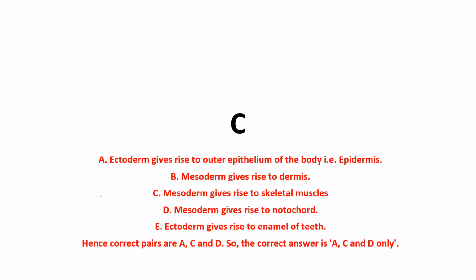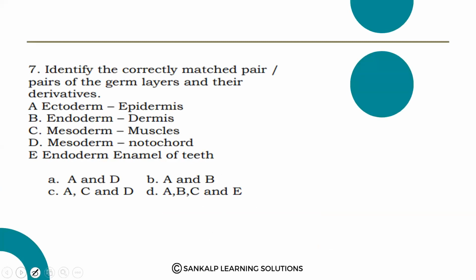Ectoderm gives rise to outer epithelium, that is epidermis. Mesoderm gives rise to dermis. Mesoderm gives rise to skeletal muscles. Mesoderm gives rise to notochord. So these all are correct. So here the correct pairs are A, C and D. A is ectoderm forms epidermis, C is mesoderm forms skeletal muscles or muscles, and D is mesoderm forms notochord. Here in option E they have given endoderm forms enamel of teeth. It is not endoderm. Ectoderm forms enamel of teeth.